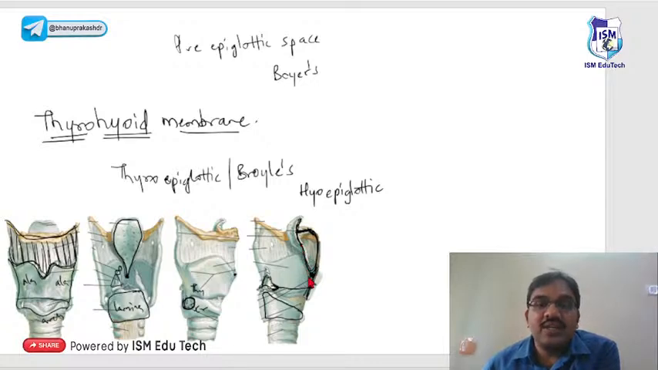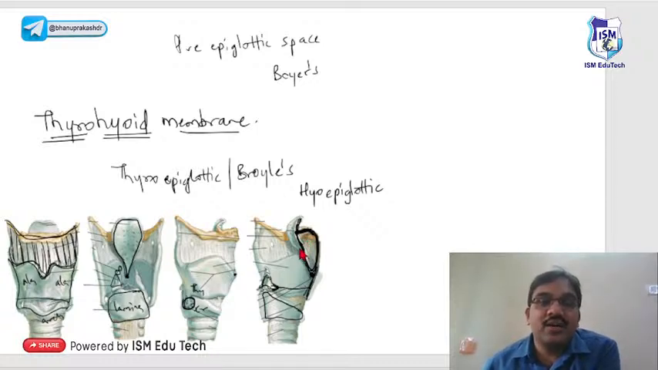You yourself can say it very simply. Superiorly there is the hyoepiglottic ligament, because that ligament is connecting both the hyoid bone and the epiglottis. So this is the hyoepiglottic ligament superiorly. Posteriorly you can see the epiglottis. Anteriorly you can see the thyrohyoid membrane. So simple. So no need to learn by heart the boundaries of any anatomical structure.